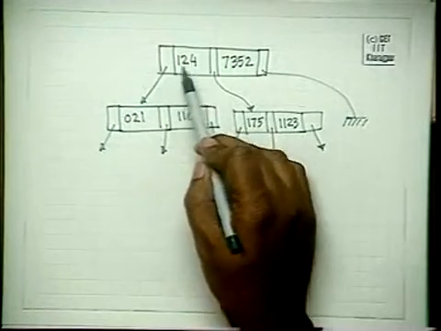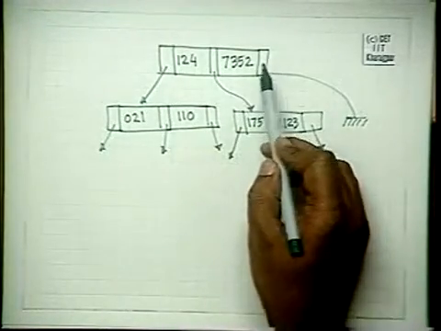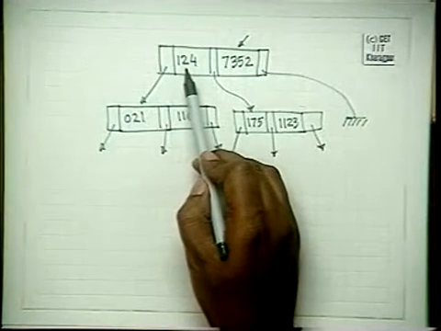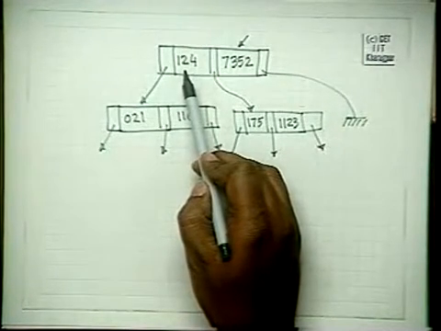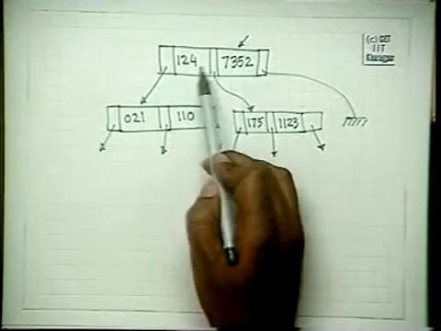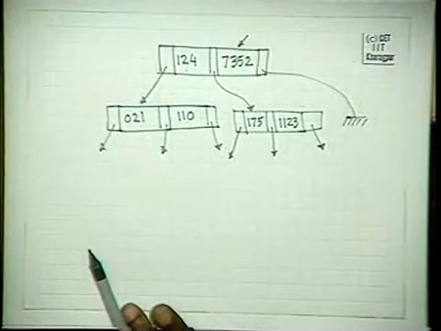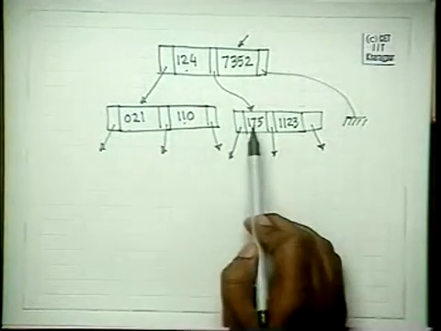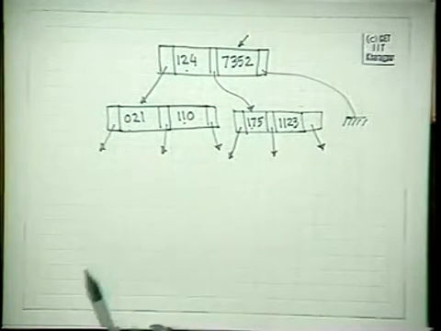Now this one is the top level start of the B plus tree. It has got two key attributes. This is say accession number 124 and 7352. Always this will be less than this. Always this will be less than this. This will be less than this. This will be less than this. This must be true.